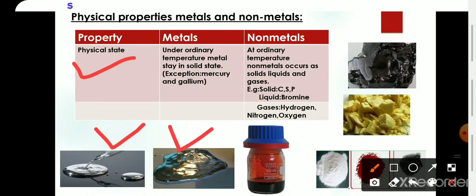And mostly non-metals are in solid, liquid and gaseous form at the room temperature. So solid non-metals are carbon, sulfur and phosphorus. Liquid non-metal is bromine and non-metals which are gases, that is hydrogen, nitrogen and oxygen.